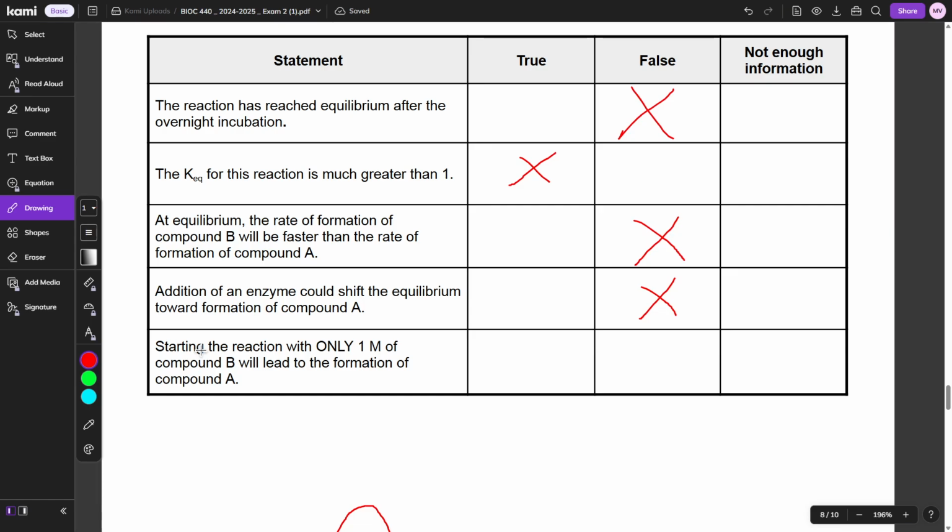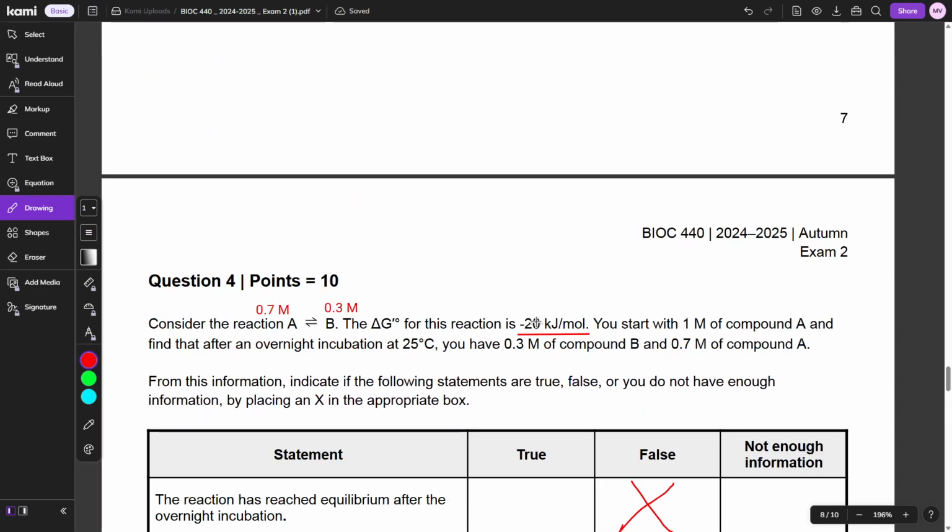Starting the reaction with only 1 molar of compound B will lead to the formation of compound A. I sure hope so. Just because the reaction is spontaneous and going towards products does not mean that you're not going to have any reactants made. Equilibrium is when you have, in this case, -20, which is some ratio of products to reactants. I don't know what that ratio exactly is. I'm sure you could do the math.